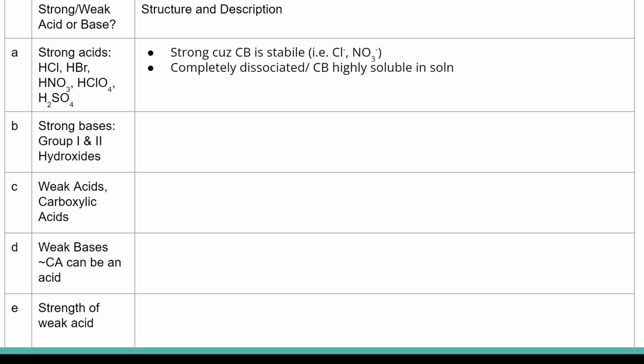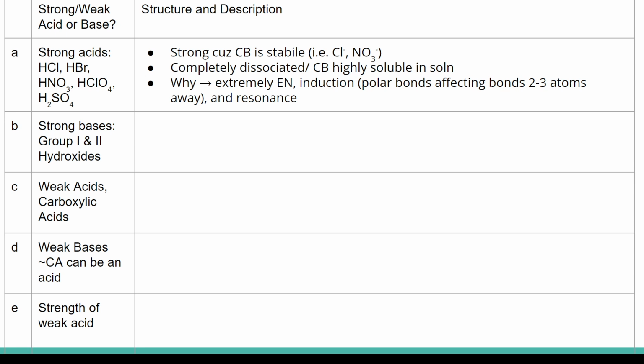And so because this completely dissociates these strong acids, then the conjugate base is going to be highly soluble in solution. It's going to exist as is. It's 100% ionizing. So we have the large electronegativity of the halogen group on the periodic table, for example, like the Cl, the Br. And so that is going to be very important. Another important thing is going to be some other stuff.